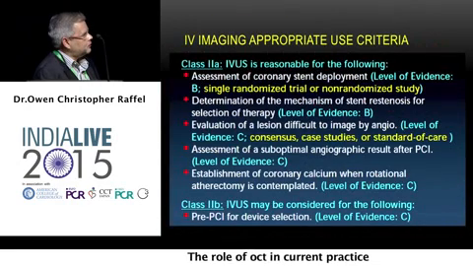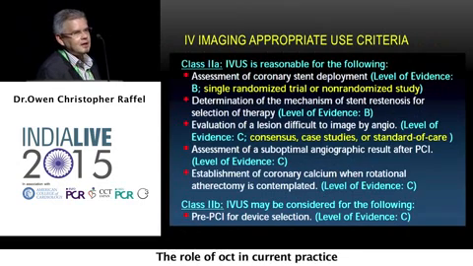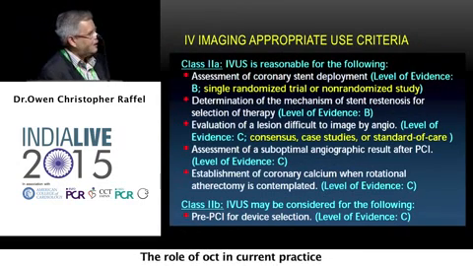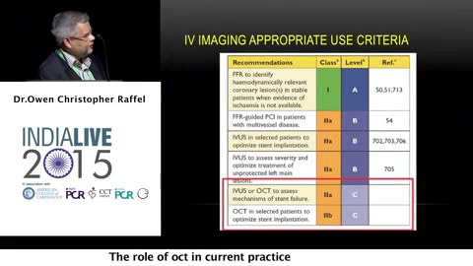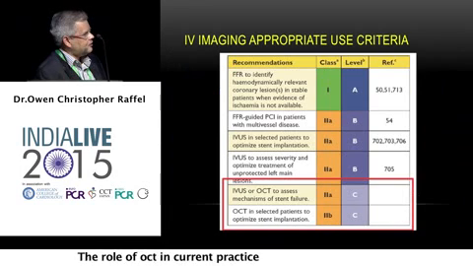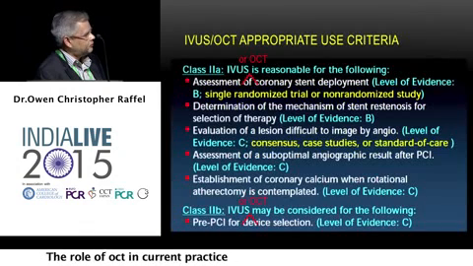So, to end, intravascular imaging, this is the appropriate use criteria from ACC/AHA, absolutely no mention of OCT. The Europeans, a lot better. IVUS used to assess stent failure and in selected patients to optimize stent implantation. This is how I think it should look in 2015.